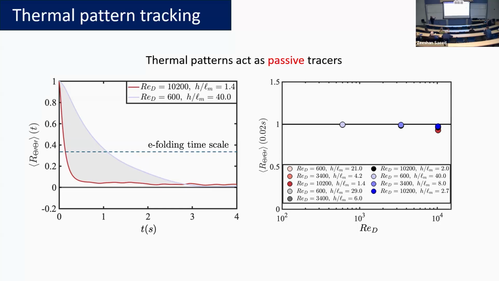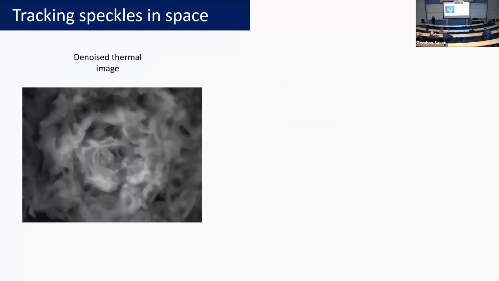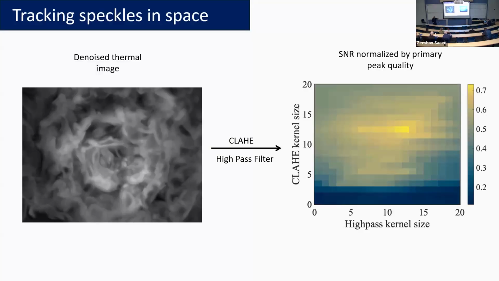So now that I've established that thermal patterns are passive tracers, I need to find a mechanism of being able to resolve the velocity vectors with sufficient resolution and with sufficient reliability. So say I have a denoised image. I'm using certain filters to break this image into discrete spectral-like structures, and for that I'm using two filters. And based on how those filters move in real space or real time, I develop this heat map.